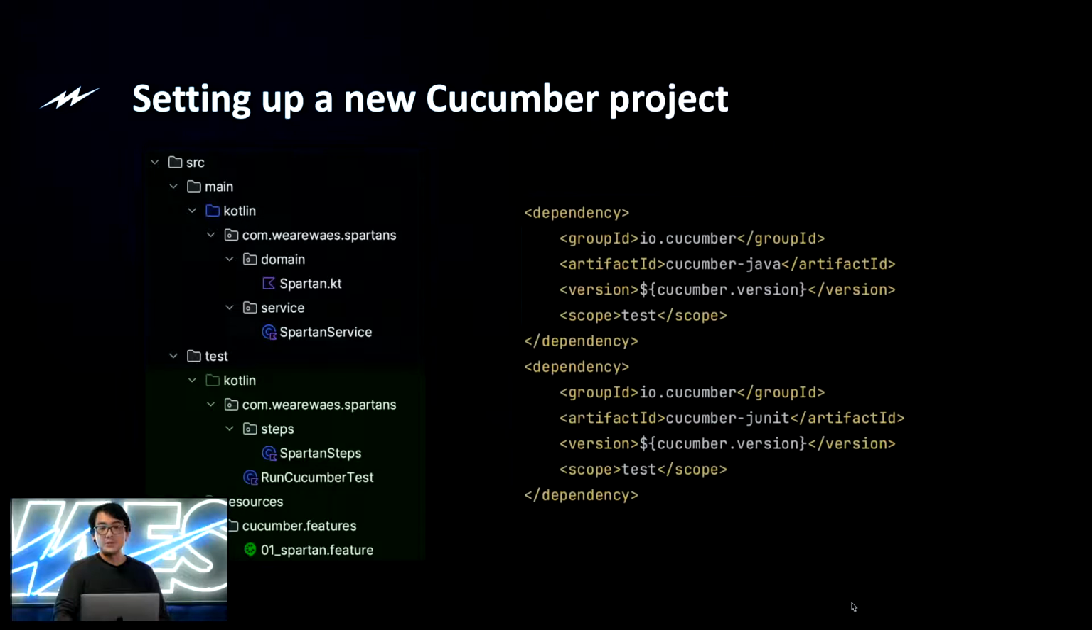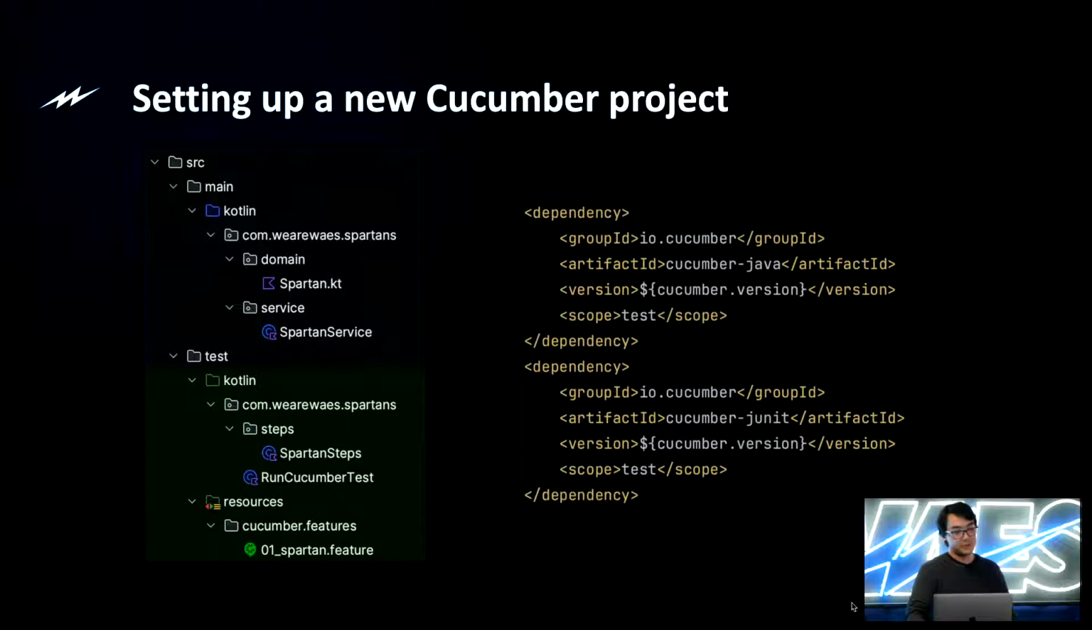To set up your Cucumber project, the first thing you have to do is import the dependencies in your POM or Gradle, whichever you choose. For this project, I am using POM in Maven. First of all, I just imported Cucumber Java and Cucumber JUnit.